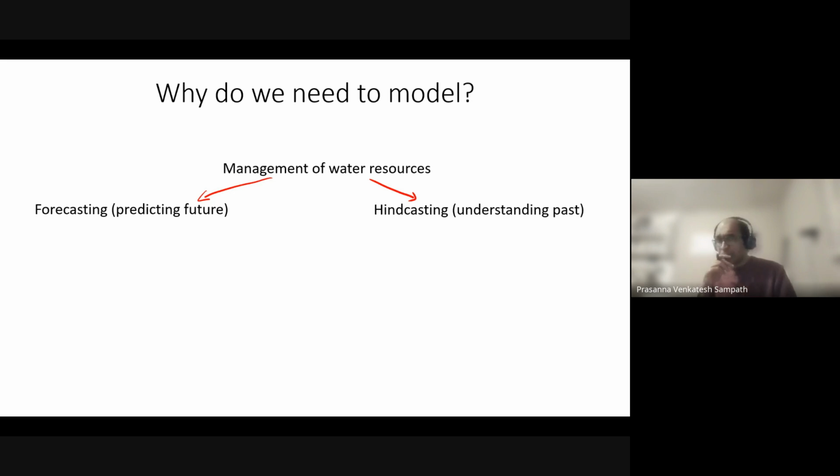Anybody has any thoughts? There are no correct answers. There are just different opinions. I would like to hear your opinions. Okay, don't worry about why you would be interested in knowing the past. Now, remember, I'm talking specifically about groundwater modeling. In groundwater modeling, why will I want to understand what has happened in the past? Anybody? What could be a likely reason for me to want to understand the past? Anybody has any thoughts, please?